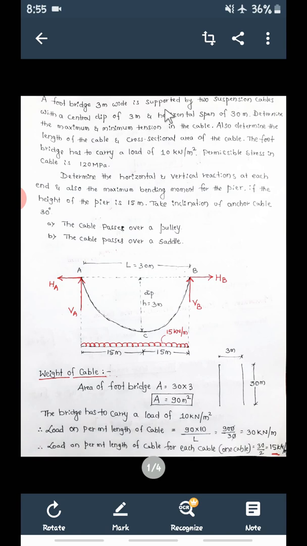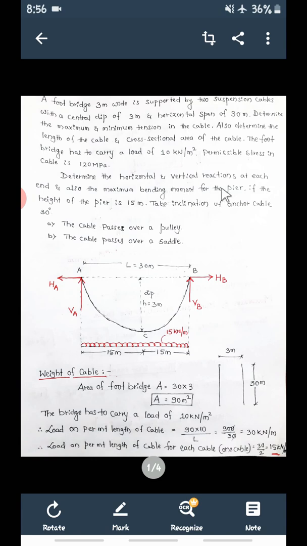So today, one more interesting problem we're going to solve, and the problem is like this: a footbridge 3 meter wide is supported by two suspension cables with central dip of 3 meter and horizontal span of 30 meter. Determine the maximum and minimum tension in the cable. Also determine the length of the cable and cross-sectional area of the cable. The footbridge has to carry a load of 10 kN per meter square. Permissible stress in the cable is 120 MPa, that is Newton per mm square.